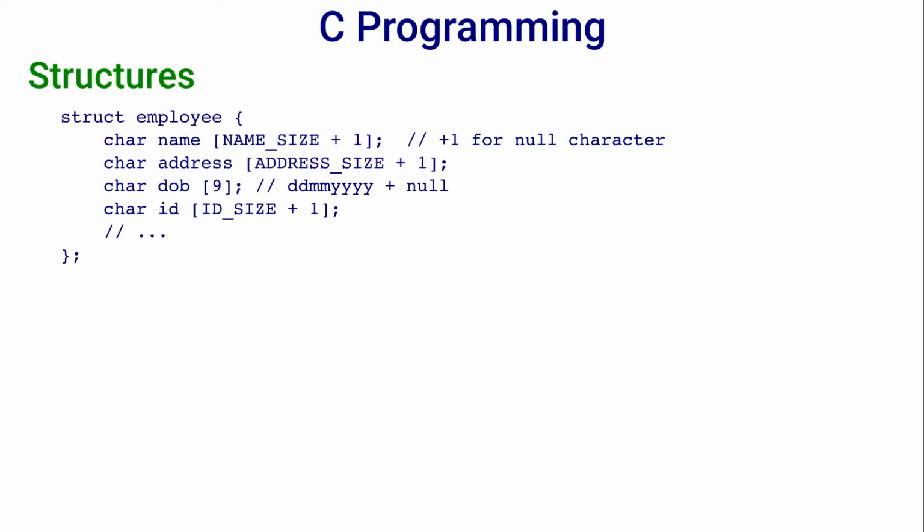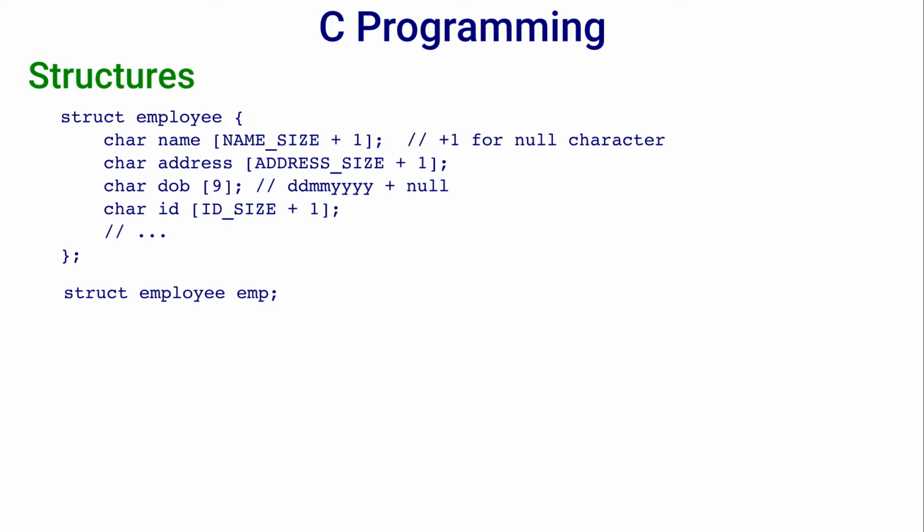We can declare a structure employee like this: struct employee, char name[NAME_SIZE + 1], char address[ADDRESS_SIZE + 1], char DOB[9], char ID[ID_SIZE + 1]. It is a structure tag, something like a type. A variable is not defined yet. We can define a variable of structure type employee by the definition struct employee emp. Now a variable emp has been defined, which is a structure with a tag struct employee.